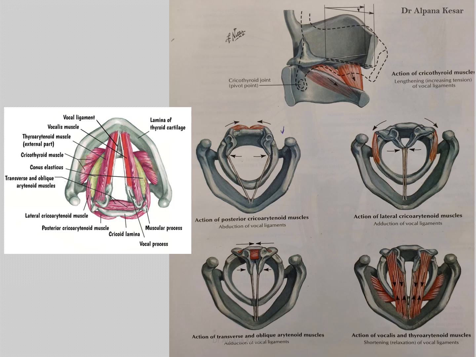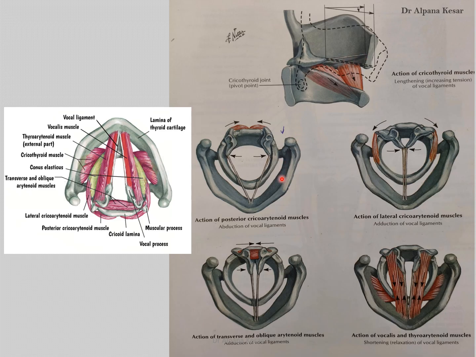This is larynx in the anatomical position. This diagram shows the action of cricothyroid muscle. Cricothyroid muscle draws the thyroid cartilage downwards and forwards. This creates a pull or tension in the vocal cords.